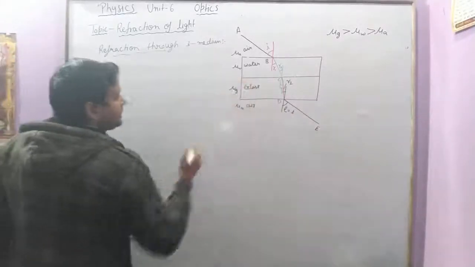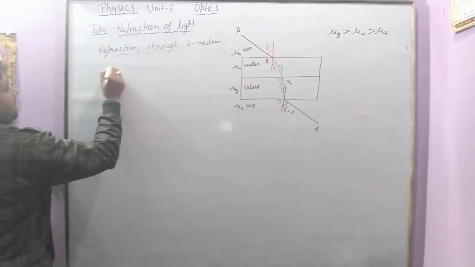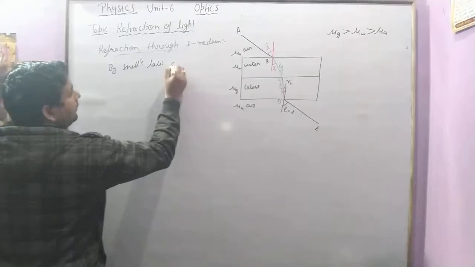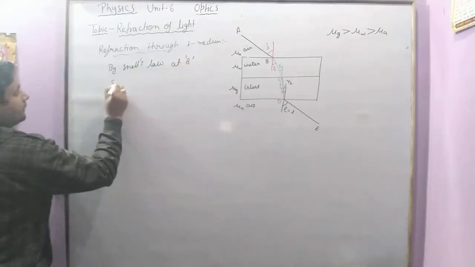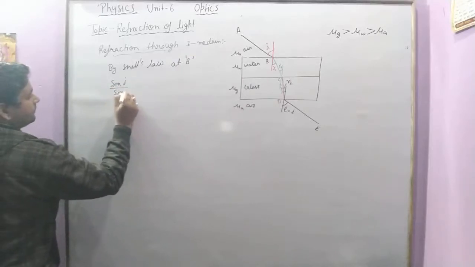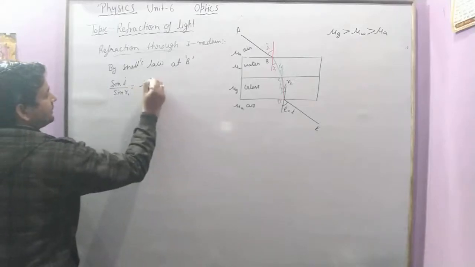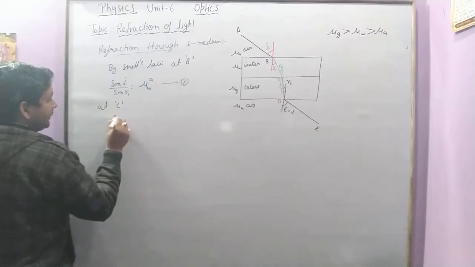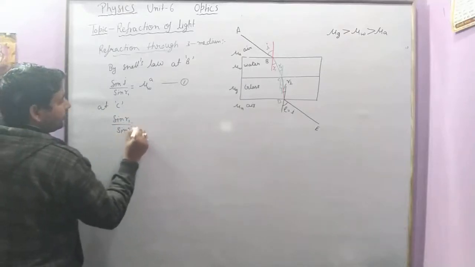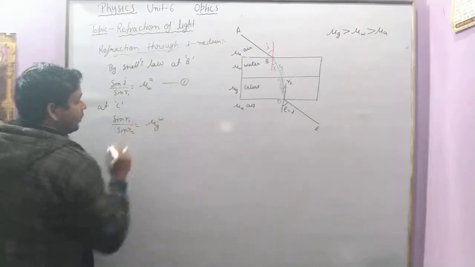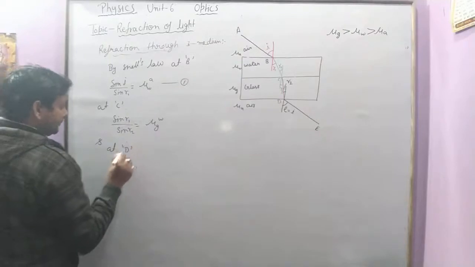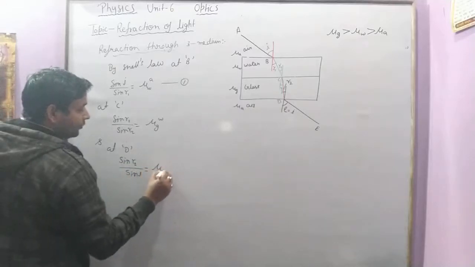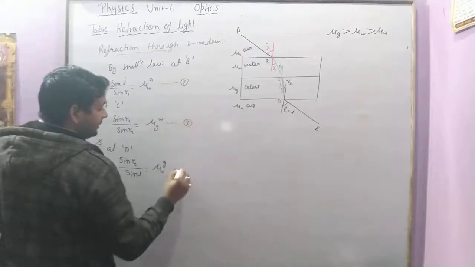Now, for this, by Snell's law, at B, sine I upon sine R1 is equal to the refractive index of water with respect to air. This is your equation first. Second, at C, sine R1 upon sine R2 is equal to the refractive index of glass with respect to water, and at D, sine R2 upon sine I is equal to the refractive index of air with respect to glass. This is your equation second and this is your equation third.